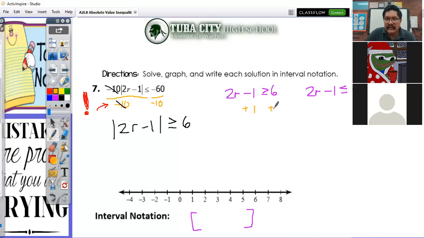Add 1 to both sides. 2r greater than 7. And it looks like we're going to end up with another decimal number because 7 divided by 2, if 2 goes in there, 2, 4, 6.